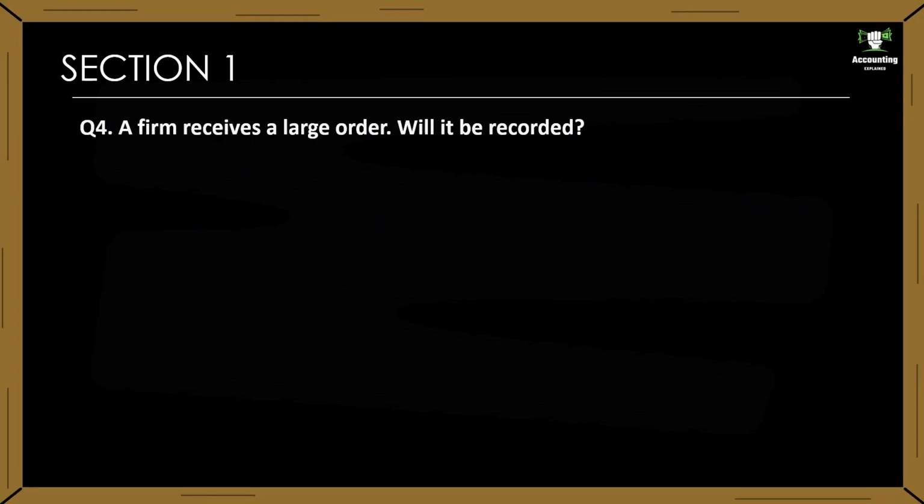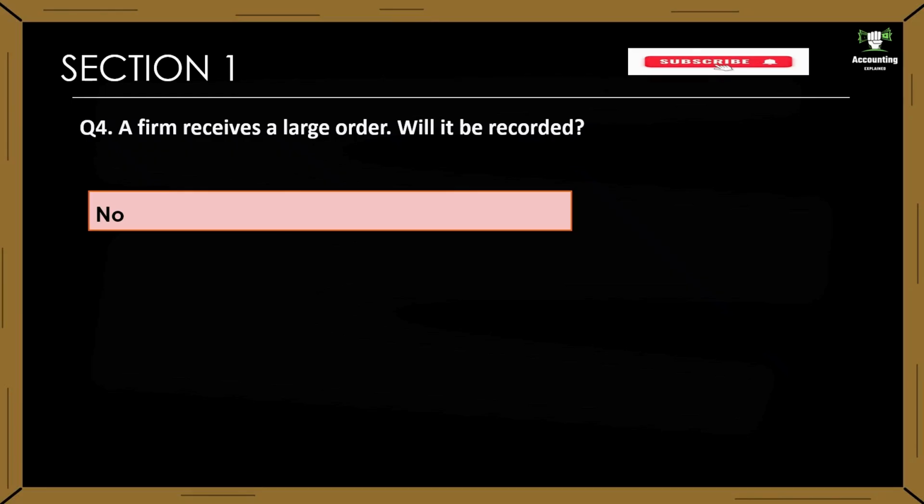Question 4. A firm receives a large order, will it be recorded? So the answer for this is no. See, firm has received only an order. You have not received any advance money for that order. It's simply in writing, they have given that an order will be placed with you. So here an order will be complete only when there is a financial transaction. For example, if you have received any advance, then you can say it is a completed order and you can record it. And this comes under the revenue recognition concept.